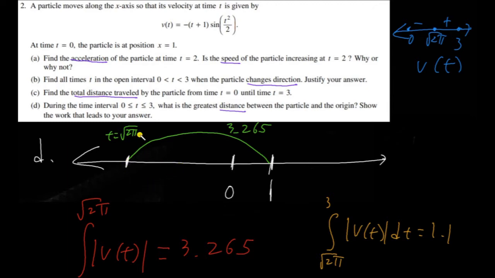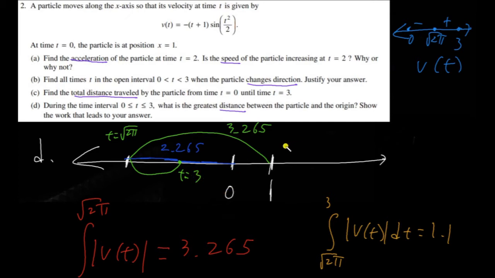And since the square root of 2 pi, so this distance here is 2.265, right? We label that, this is 2.265, and the integral is just 1.1. That means we only moved like this much. This is the particle's position. Sorry, this is the particle's position at time t equals 3.